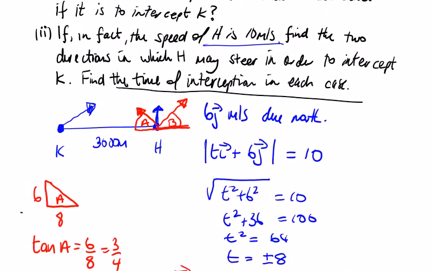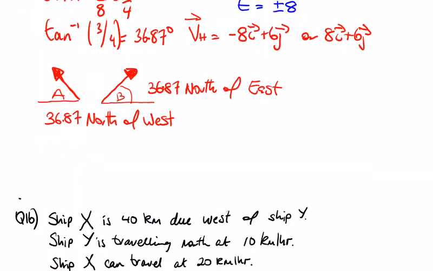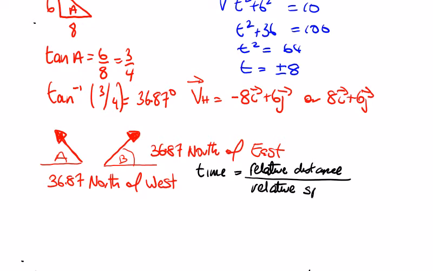So the time, we need relative distance and relative speed. Okay, time equals relative distance. We've seen this already, over relative speed. We have the relative distance, we have the 3,000 meters from the beginning, so the relative speed.